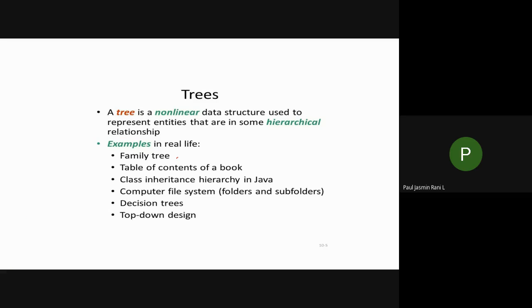And after this family tree, where I can use this tree data structure is a book.